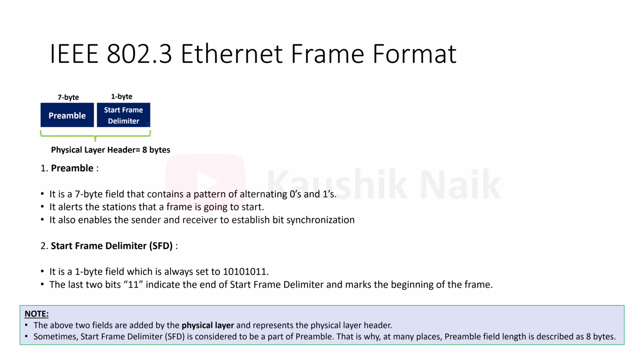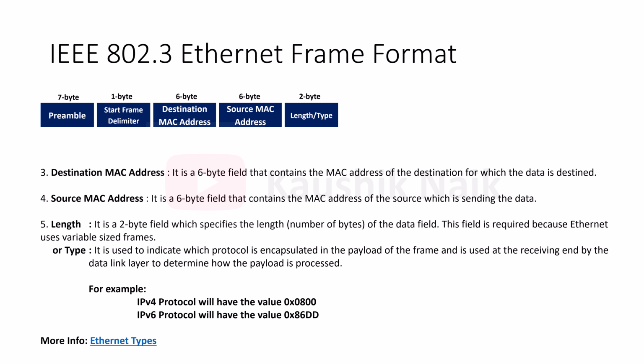Preamble and start frame delimiter fields are added or processed by the physical layer and thus it is called the physical layer header. This physical layer header is 8 bytes in length, but in a few places you can also see that the start frame delimiter is not specifically shown in the Ethernet frame format and is part of the preamble, which is described as 8 bytes, and the start frame delimiter will then be the last byte of the preamble in this case.